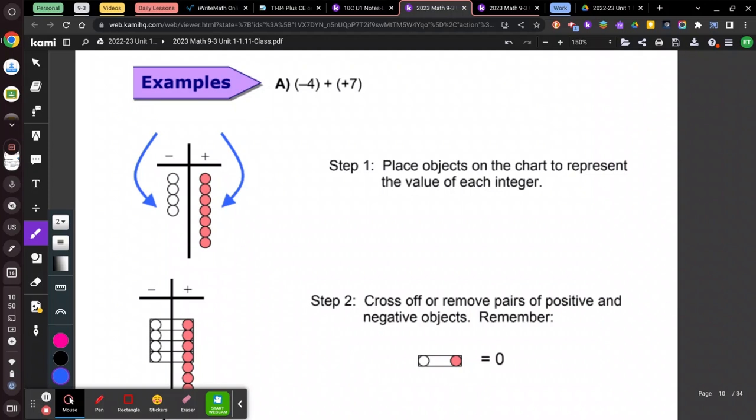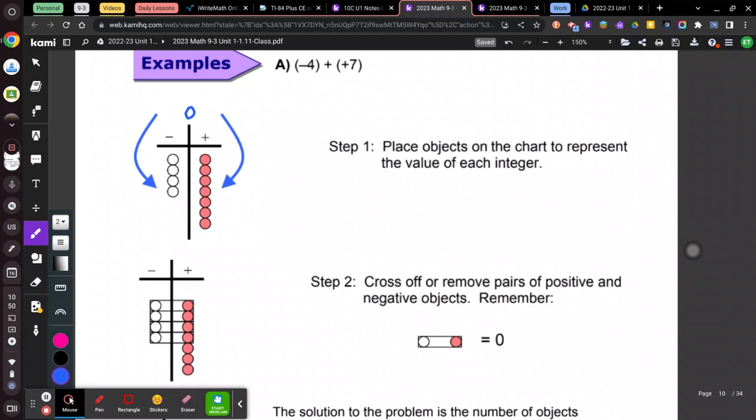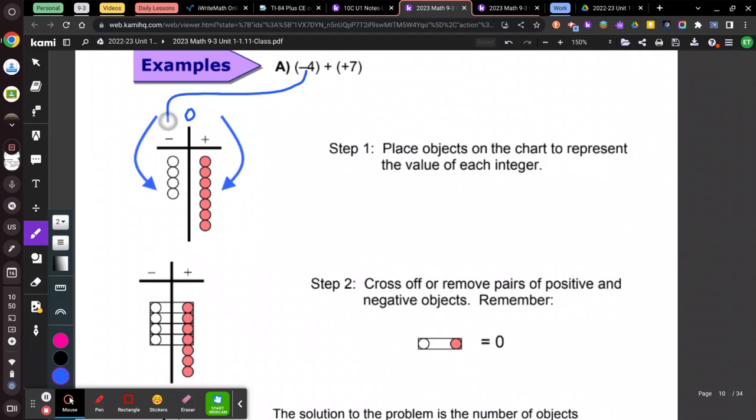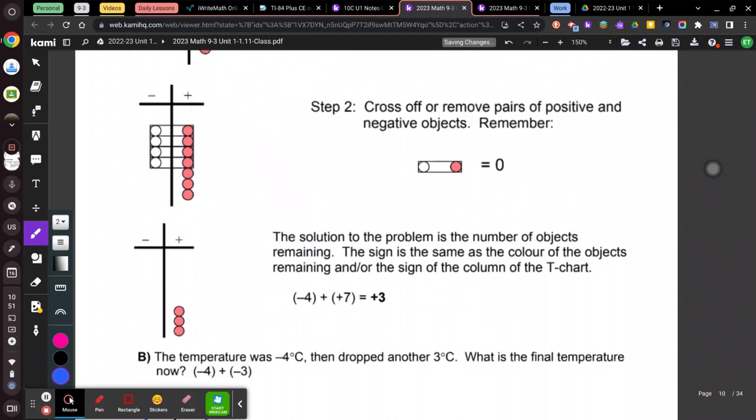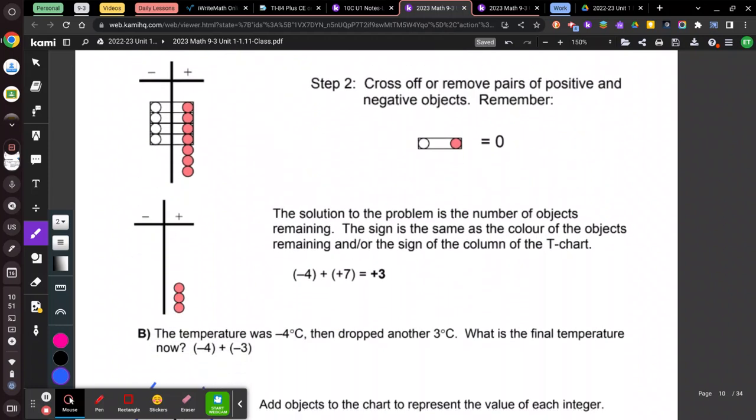With this kind of diagram, just like a number line, if this is 0, all the negatives are on the left, all the positives are on the right. So we have 4 negatives, which means I have 4 white circles. Here I've got +7 circles. Okay? Now what they're going to do is remove them, because -1 plus 1 makes 0. So this is called 0 pairs.